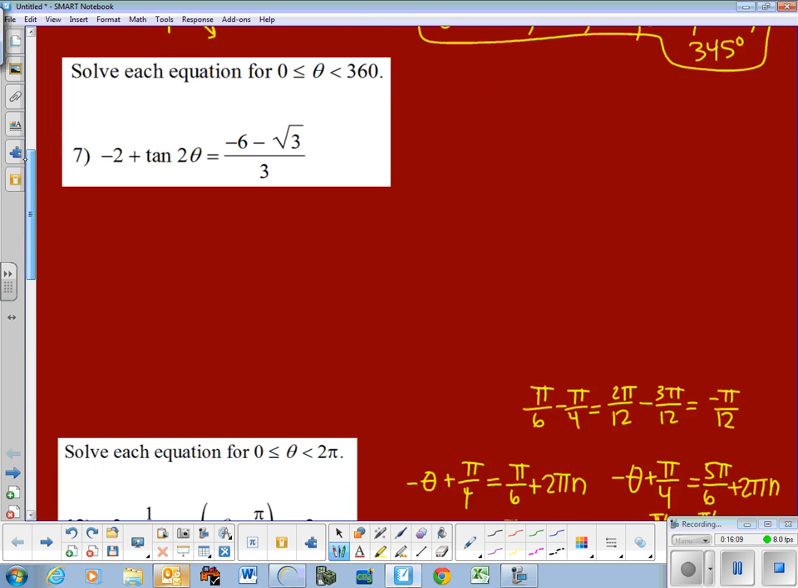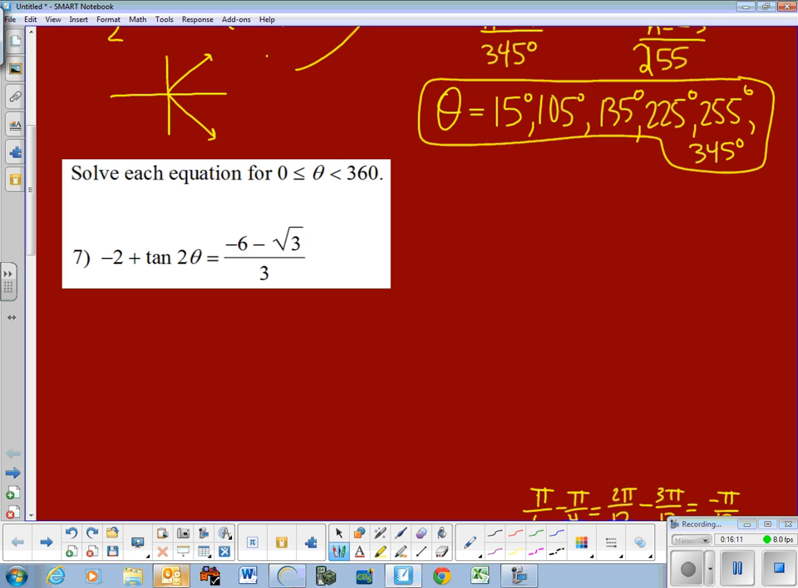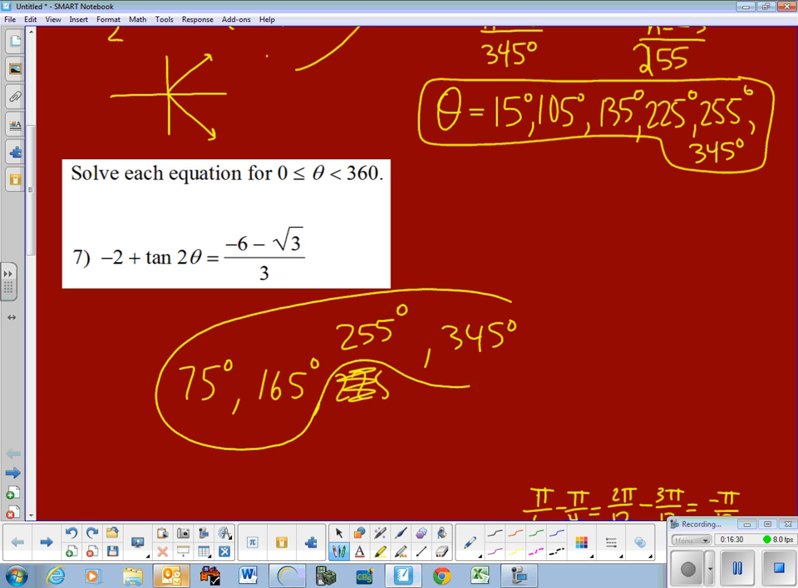And then finally, just try this. You should get, for number 7, 75 degrees, 165 degrees, 255 degrees, 345 degrees. All right, so obviously you're going to have to do that one on your own. It might make a good quiz question. You never know. So you should try it.